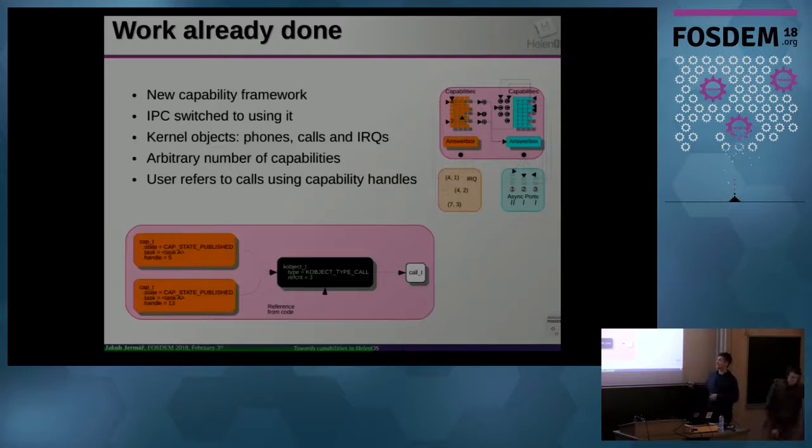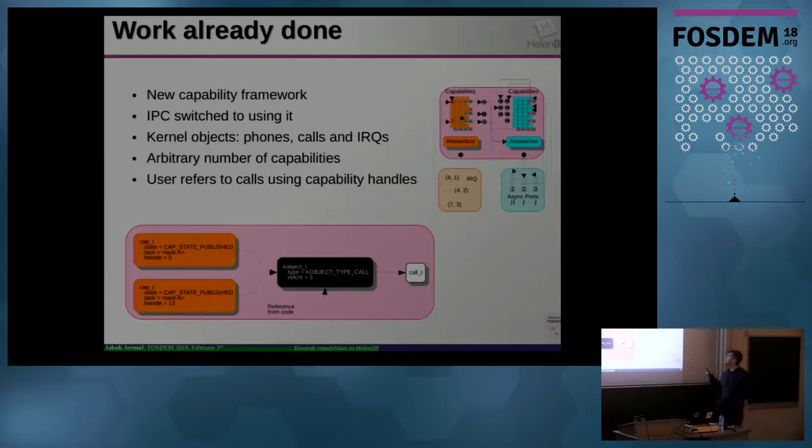Capability objects point to kobject_t, which contains a reference count and a type, and points to the underlying raw object, in this case it is call_t. And apart from references to the kobject from the cap_t structures, there might also be references from the code. So that's the reason why we have three and not two here.